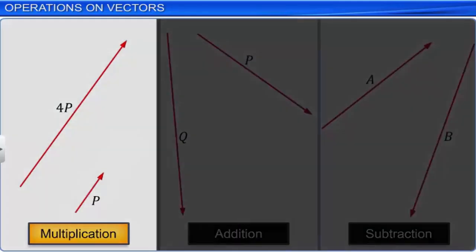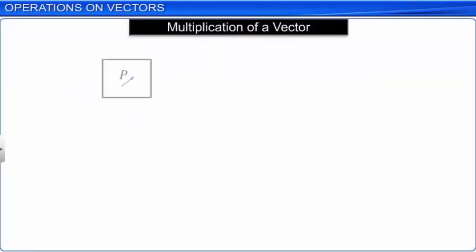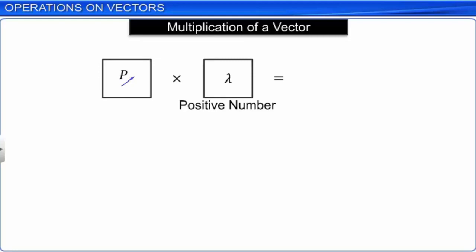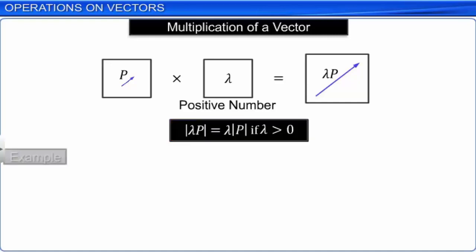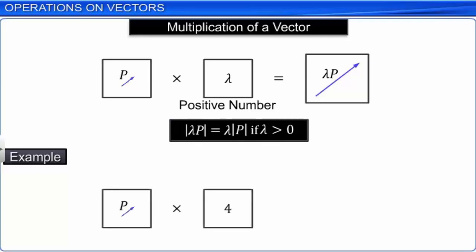When you multiply a vector p with a positive number, lambda, you get a vector whose magnitude is changed by the factor lambda. The direction remains the same as that of p. Mathematically, it is expressed as mod of lambda p is equal to lambda into mod p. For example, when p is multiplied by 4, the resultant vector is 4p, whose magnitude is 4 times that of mod p.